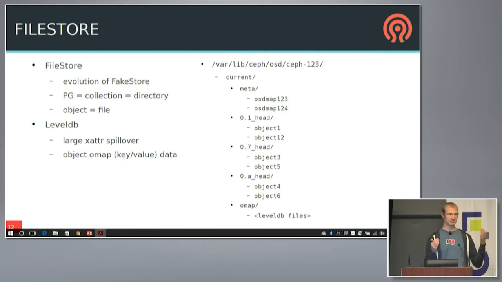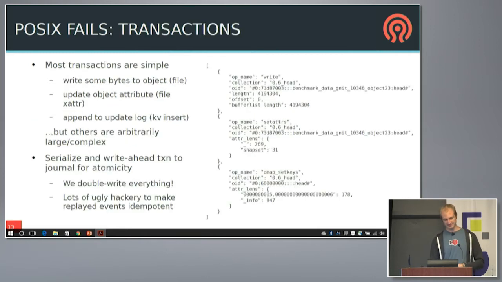So it would store objects and files in POSIX. The collections became directories, so the kind of directory layout and structure on disk that you would expect. We added in LevelDB in order to store some additional metadata and to store that key value data that we have. It turns out that every single Linux file system has its own unique special limits on the size of XAttrs and how many XAttrs you can cram into a single inode. And so we also have a bunch of hackery to spill over large XAttrs into LevelDB when necessary. But overall, it kind of worked.